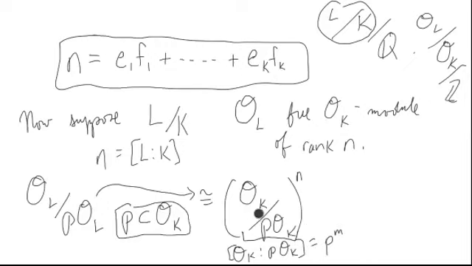So we know that O_K over P, right, because it's a free O_K module, and so we can think of this as so we know that O_L is like O_K to the N, and so in that sense we can get an isomorphism over here.